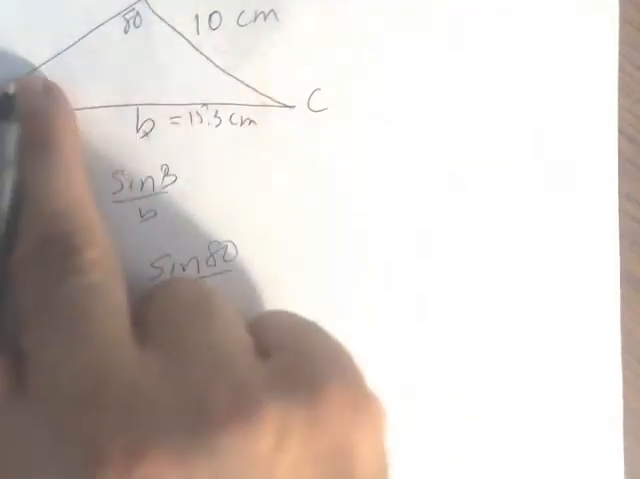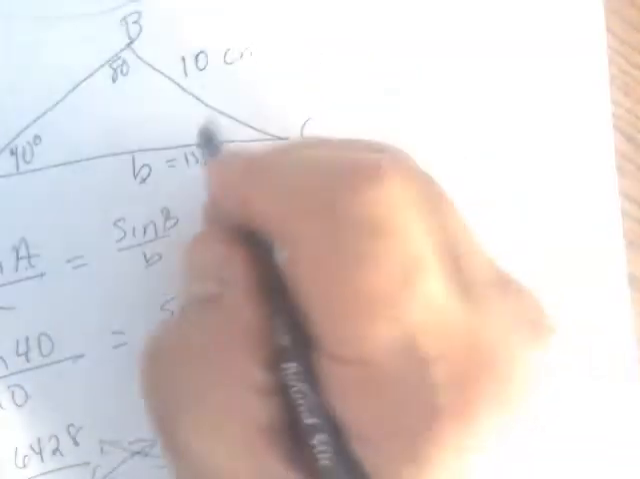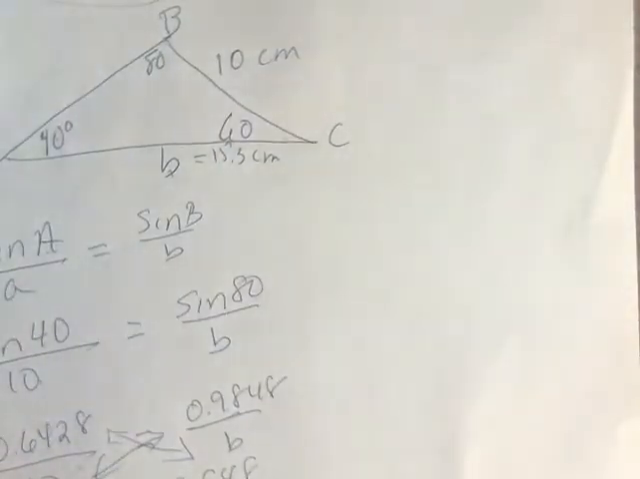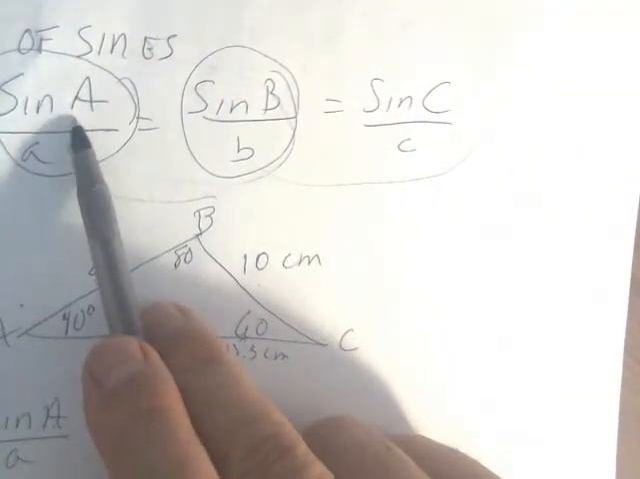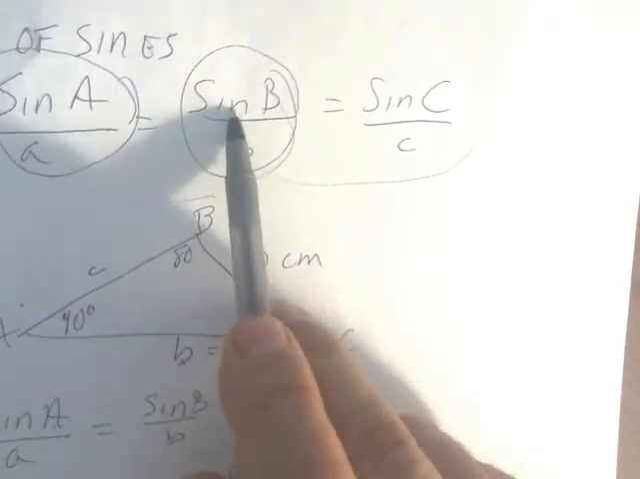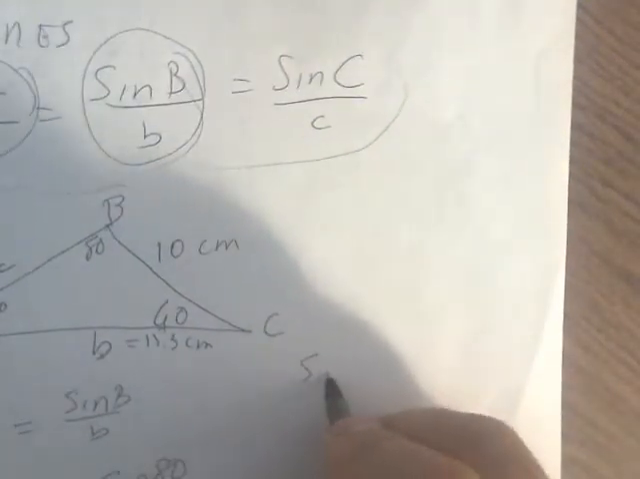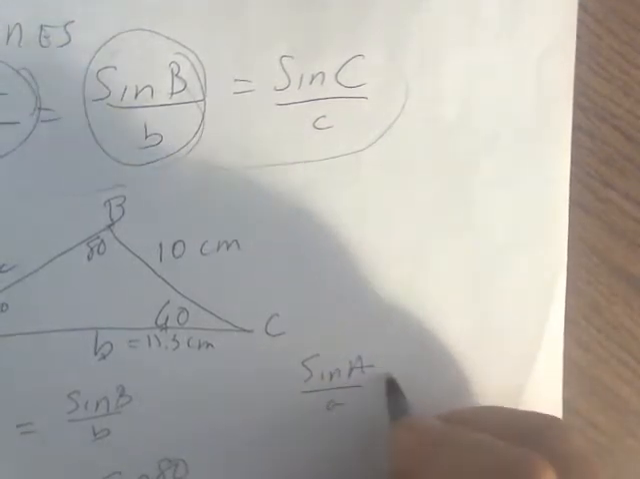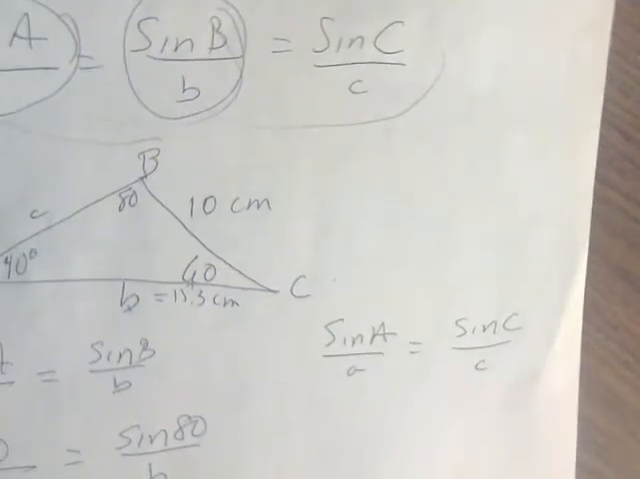Now, angle C. Well, all angles in a triangle add up to 180 degrees. So 80 and 40 is 120. So C is 60. So if I want to find side C, I can use either this ratio or this ratio. It doesn't really matter, but I'm just going to go with sine A over A is sine C over C.